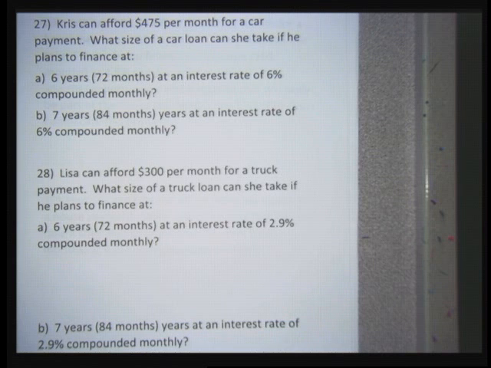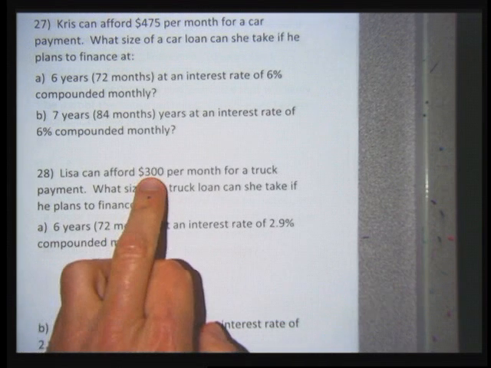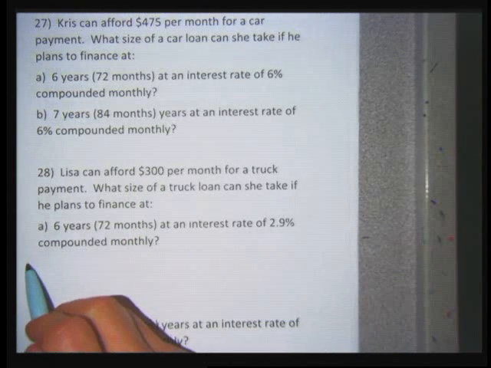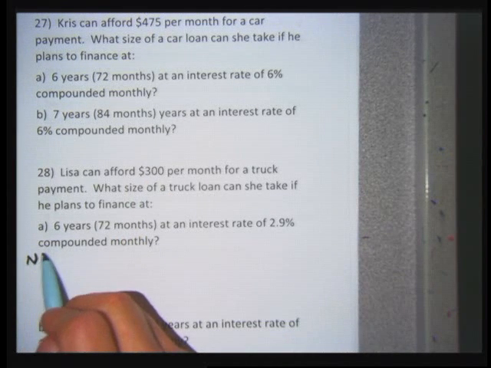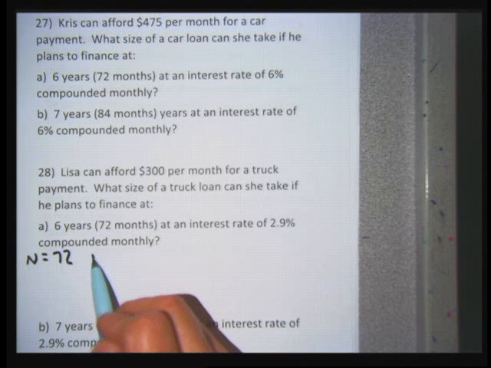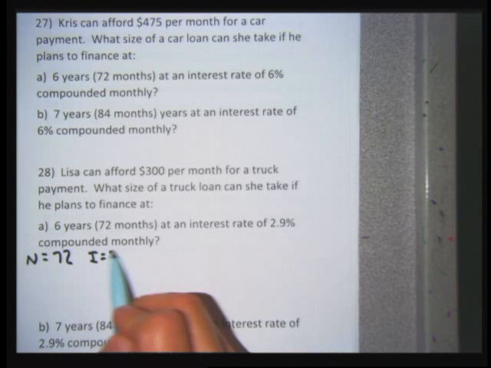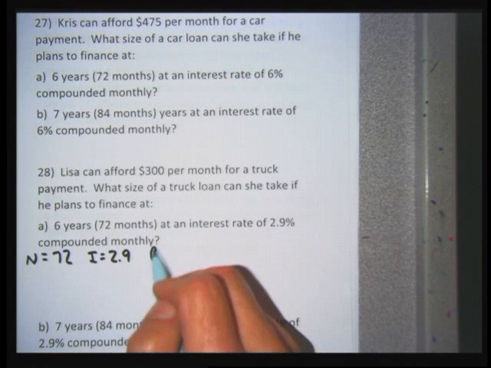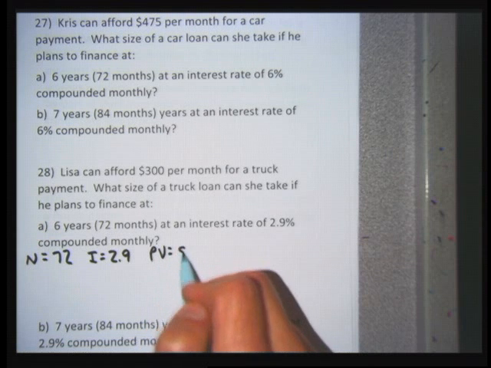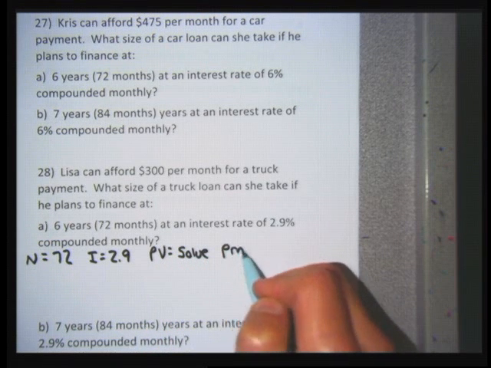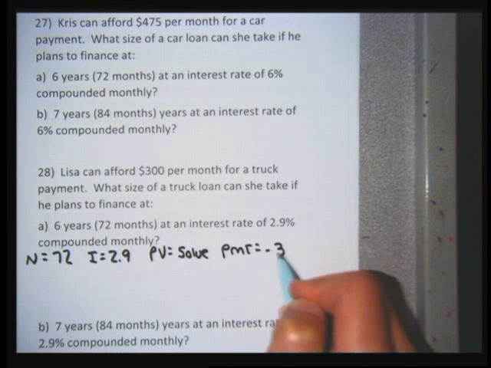So, how much truck can Lisa afford if she can spend $300? Let me figure out what loan she could get. My N is going to be the number of payments she's willing to make. In this case, it's 72 for Part A. The I is the lovely teaser 2.9% rate, which you need smoking credit for. The PV is what we're solving for. PMT needs to go in as negative. It's -300.